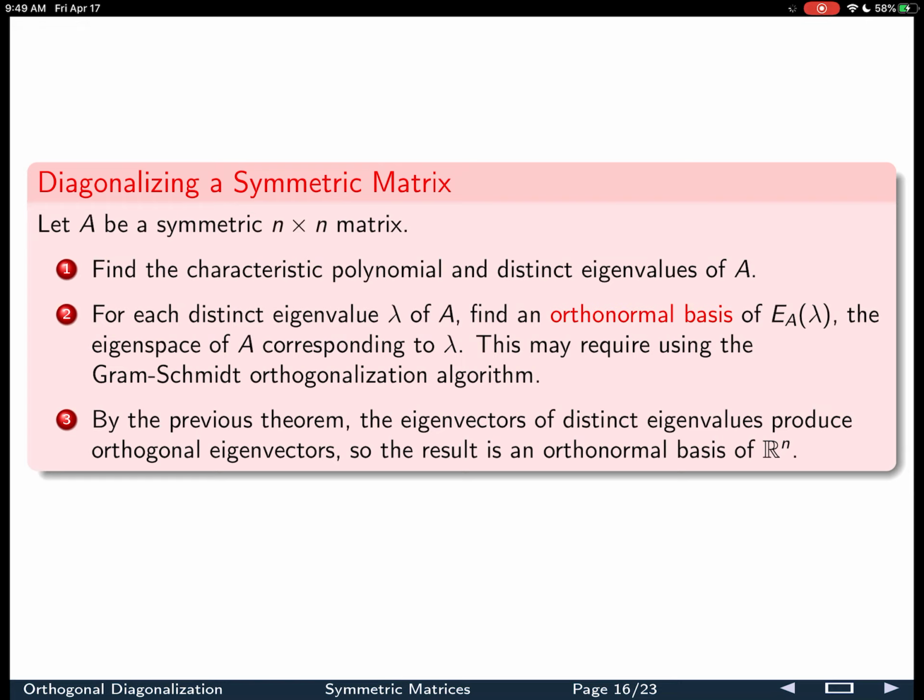Yeah, and this is just a summary of what we did in terms of orthogonally diagonalizing a symmetric matrix. It's find the eigenvalues, find the eigenvectors, use Gram-Schmidt to orthogonalize the eigenvectors that are not already orthogonal, and then scale everything down so that they're of unit length.